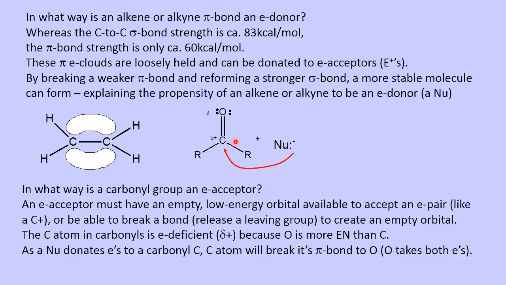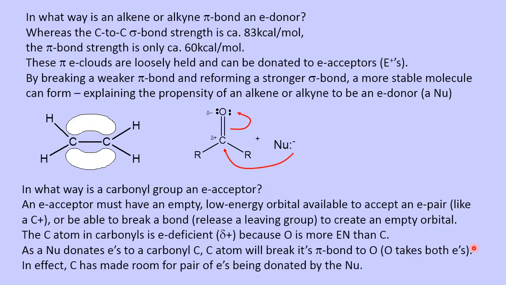At the same time, this carbon already has a full octet around it, has no more room for electrons, but it will break its pi bond to oxygen, which is a weaker bond. Oxygen takes both electrons. So carbon has made room for the new pair of electrons. It can do it because it has this weaker pi bond, and oxygen is happy to accommodate the extra pair of electrons. In effect, carbon has made room for the pair of electrons being donated by the nucleophile. And our product then is no longer an sp2 hybridized carbon, but rather an sp3 carbon with a nucleophile bonded to it.